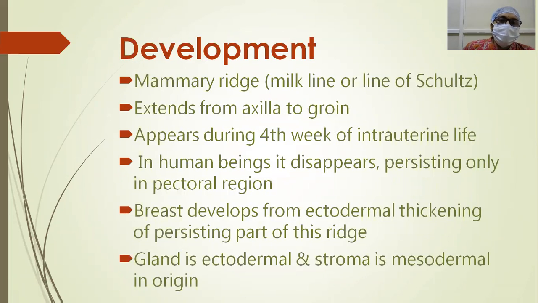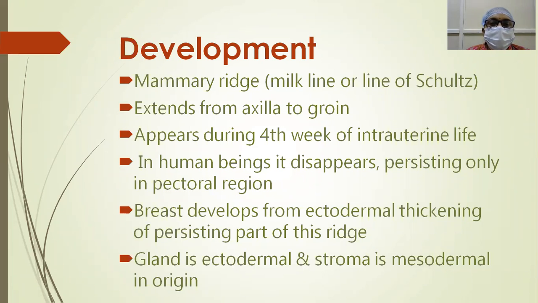So now we'll go to the development of the breast. So how the breast develops from the mammary ridge. It is also called the milk line or line of shells. It extends from the axilla to the groin. When does it appear? It appears around the 4th week of intrauterine life.